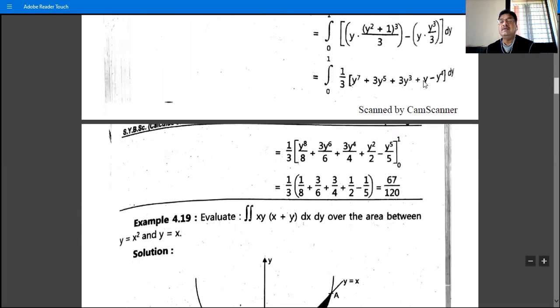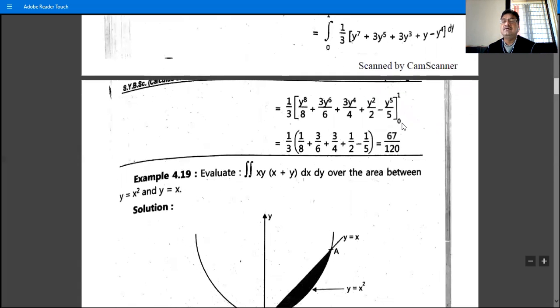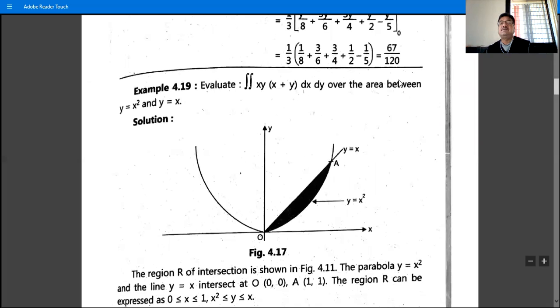Then integrating with respect to y. 1 by 3 is constant, and the integration of y raised to 7 is y raised to 8 by 8. Similarly, for y raised to 5, the integration is y raised to 6 by 6. Similarly for y cube, y, and y raised to 4. The lower limit is 0, the upper limit is 1. The value at the upper limit, with 1 by 3 as common factor, of this bracket at y equal to 1 is this, minus the value at y equal to 0, which is 0. So we get the answer 67 by 120.